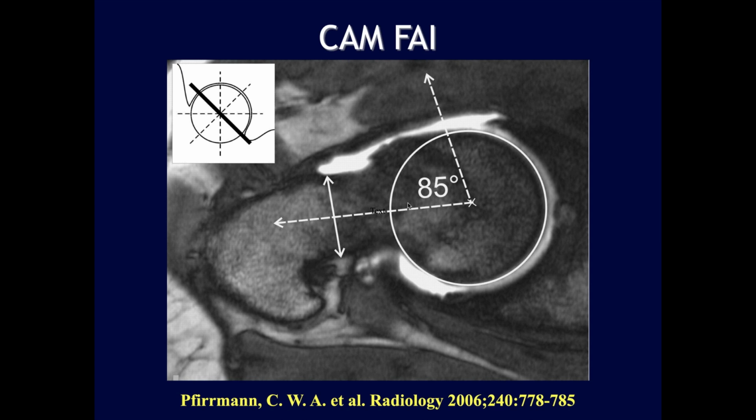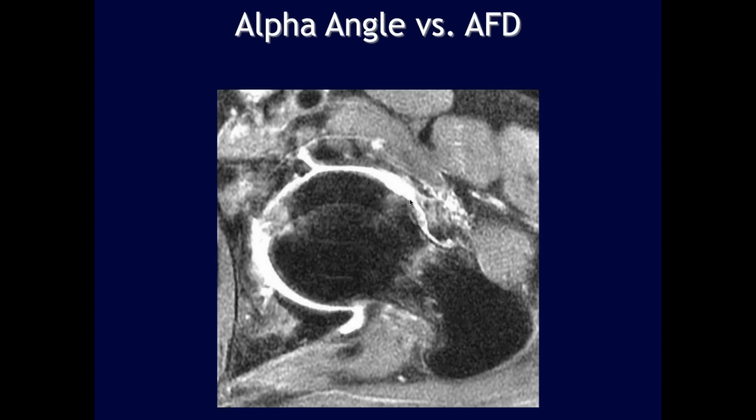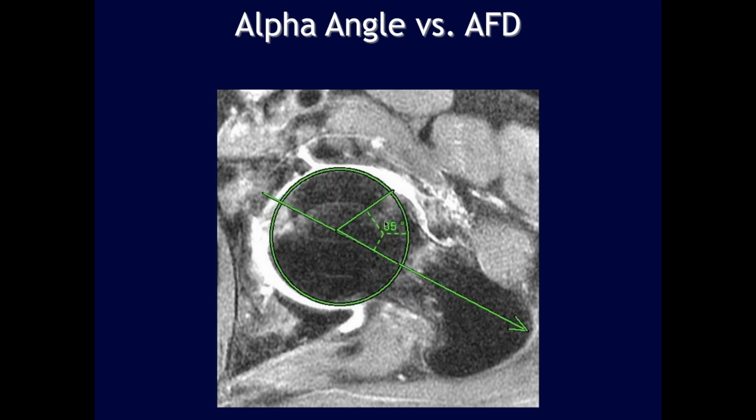And here's just from the literature, another abnormal alpha angle from the European literature. Now, here we can see an anterior bump. We can see a little bit of bone marrow edema associated with the bump in this location. If we measure the alpha angle, it's kind of right in between, right around 65 degrees.